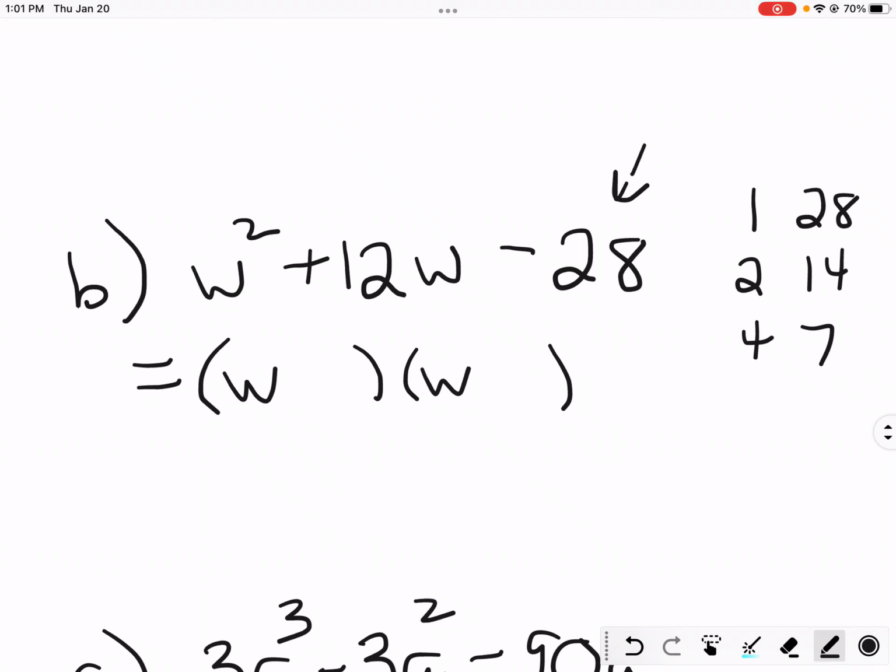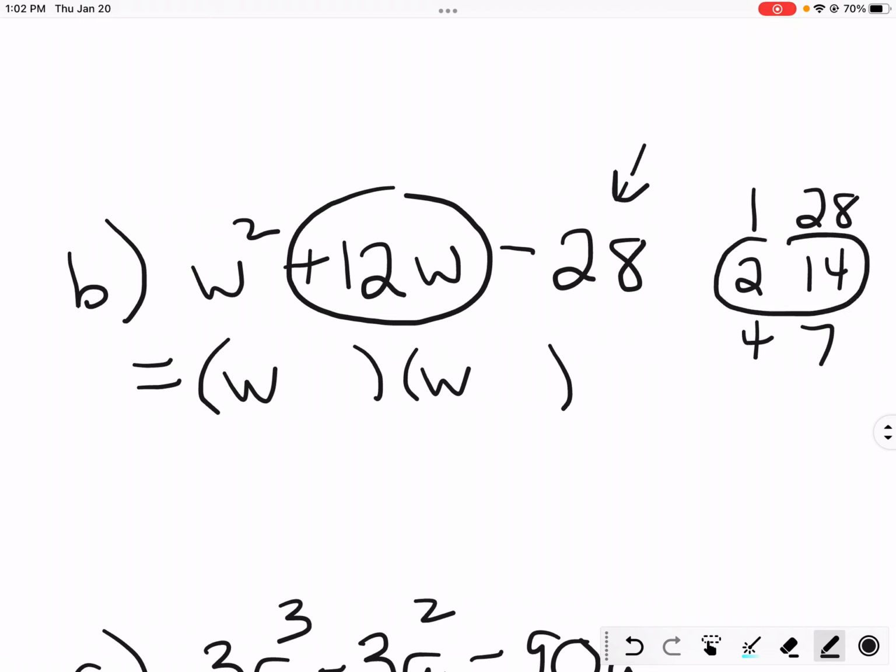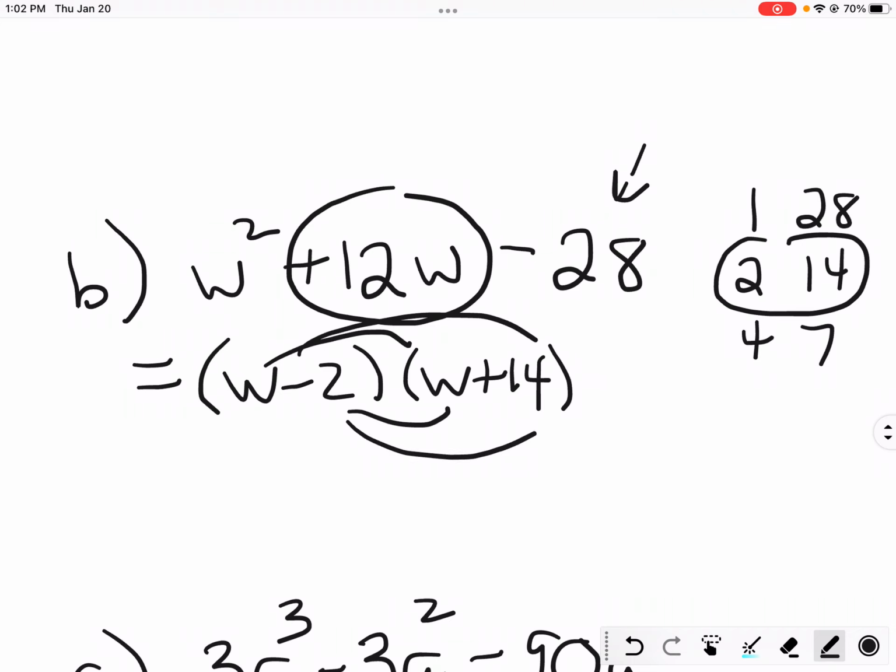And don't worry about the negative for now. And I want these to combine or add to 12. Well, you know what? I think these two, if it was negative 2 plus 14, that would give 12. And we're done. Again, if you were to expand this, first, outside, inside, last, you would wind up with what we started with. You can always check your answer.